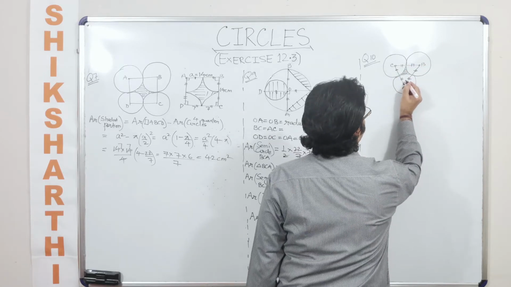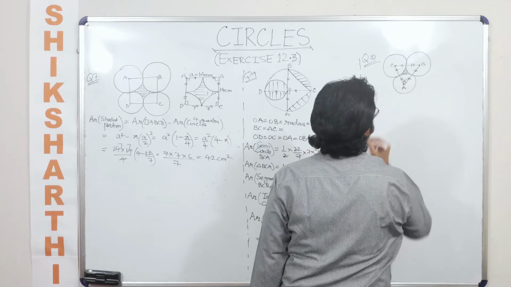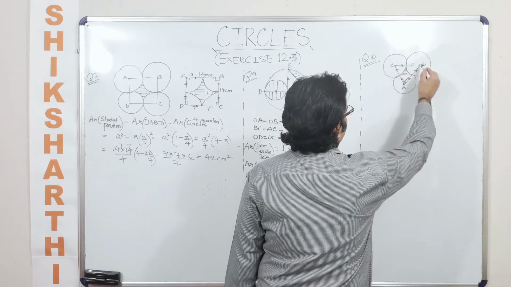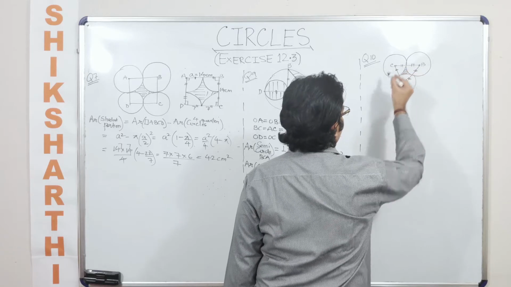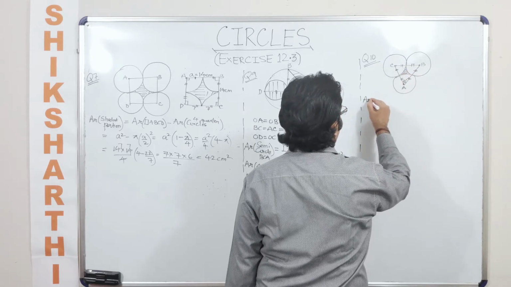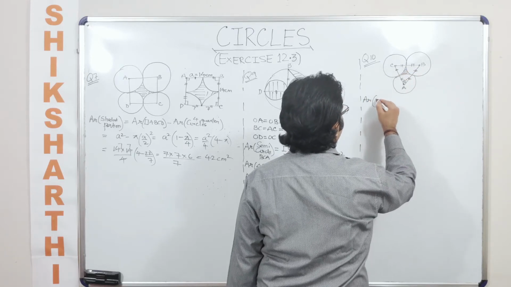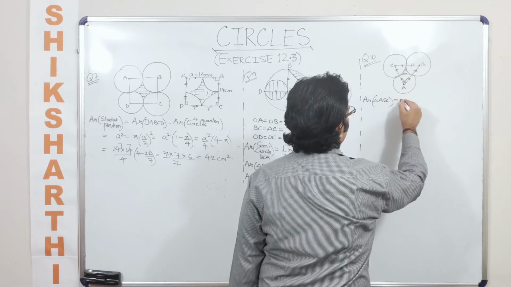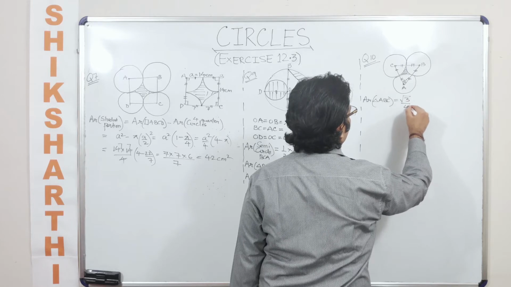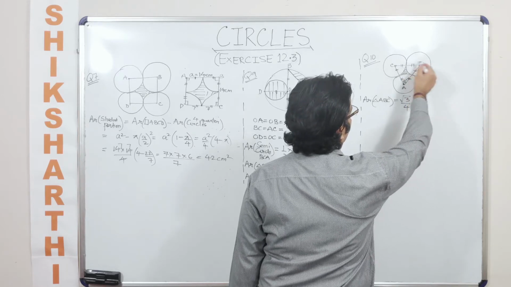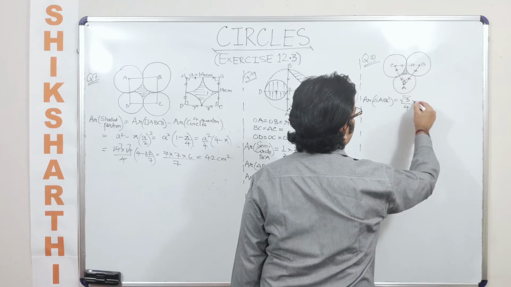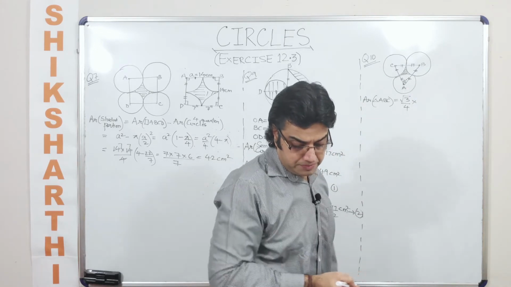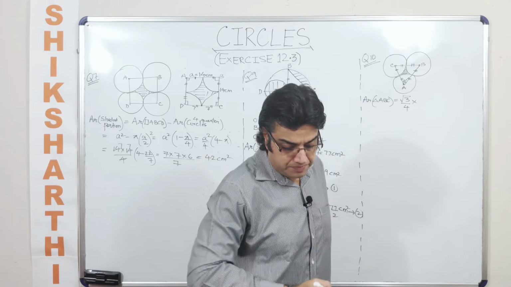So we know that this angle is 60 degrees. There are many ways of doing this question, but the best way here is to find out the area of an equilateral triangle. The area of the equilateral triangle ABC is equal to root 3 by 4 into a square. Now a is the length of the side of the equilateral triangle.